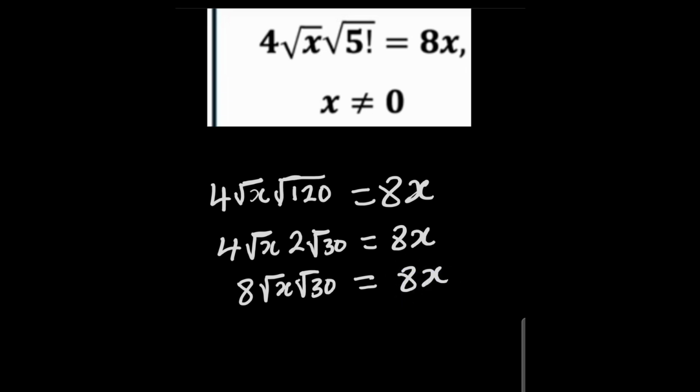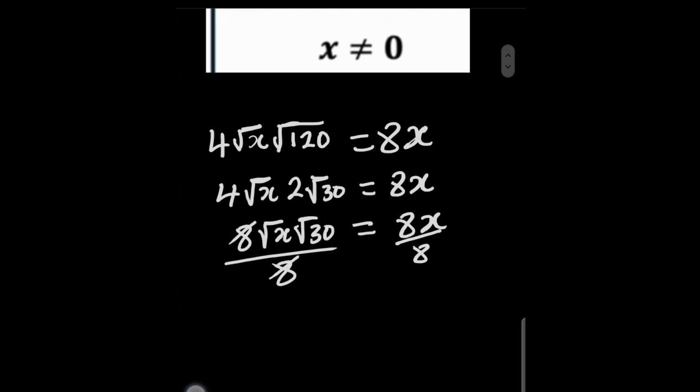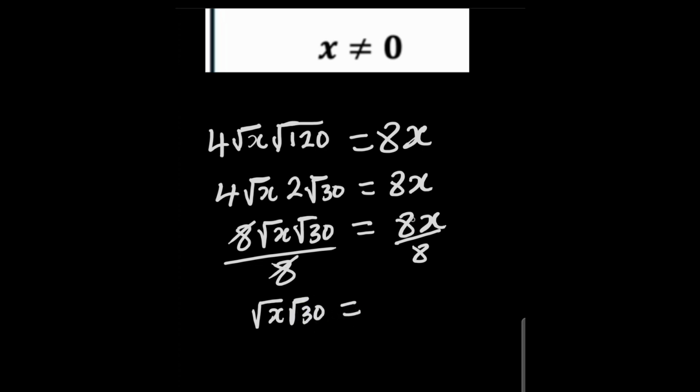The next thing we're going to do is divide both sides by the coefficient of x. Remember, we're looking for the value of x, right? Here we have 8 attached to x. So let's eliminate this 8 first by dividing both sides by 8. We divide the left hand side by 8 and also the right hand side by 8, so that this 8 is going to cancel this 8. In the left hand side, we are left with just root of x multiplied by root of 30, which is going to be equal to, 8 will also cancel 8, it will remain x. Now we have square root of x times square root of 30 is equal to x.